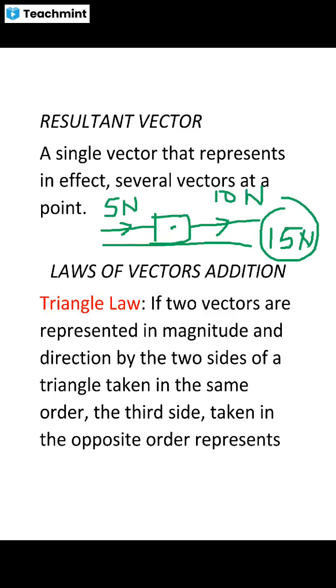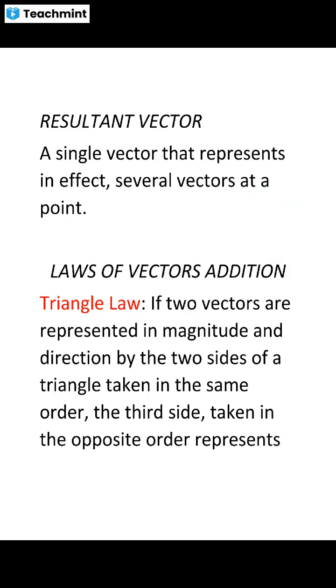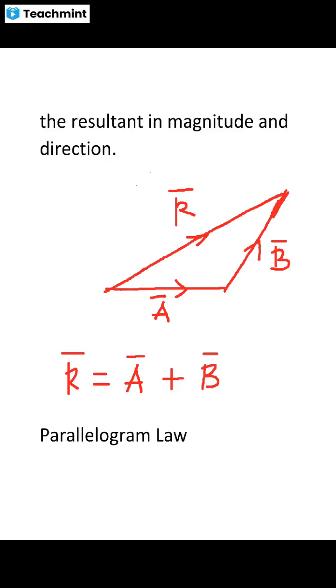Now, let's look at the triangle law. The triangle law says that if two vectors are represented in magnitude and direction by two sides of a triangle, taken in order, the third side, taken in the opposite order, represents the resultant vector. Now, what does it mean? What they're trying to tell us is that when you add two vectors together, or more than two, the single vector that you get is the one we call the resultant vector, which is going to represent all the vectors in effect.